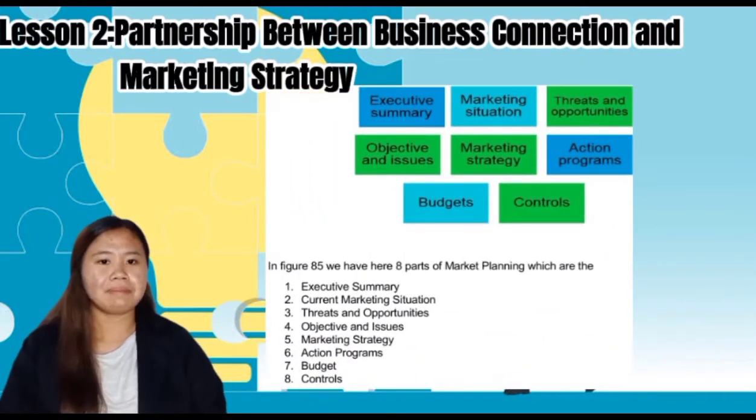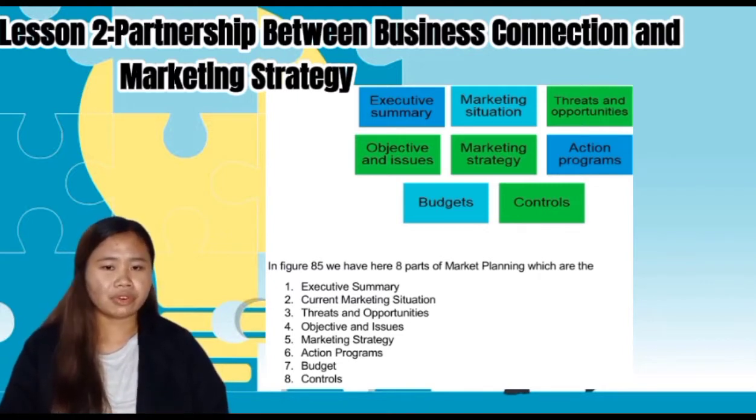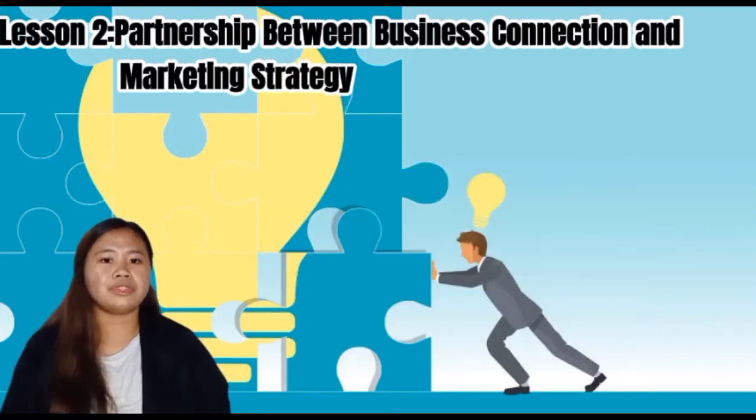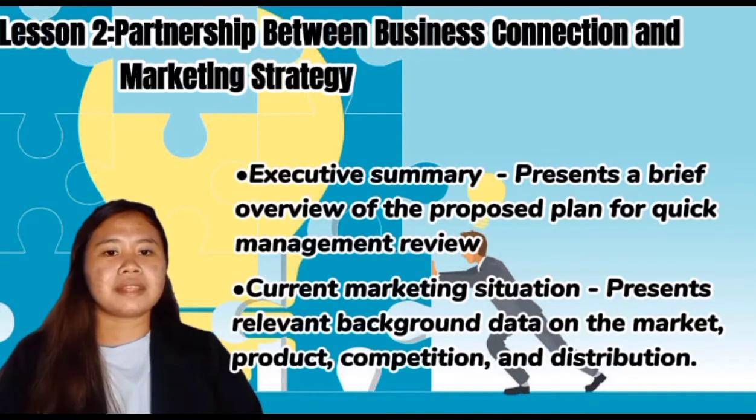In figure 85, we have here the 8 parts of marketing planning, which are the executive summary, current marketing situation, threats and opportunities, objectives and issues, marketing strategy, action programs, budget, and control. You already know the 8 parts of the marketing plan. So now, I will discuss the purpose. We will start with the first one, which is the executive summary.